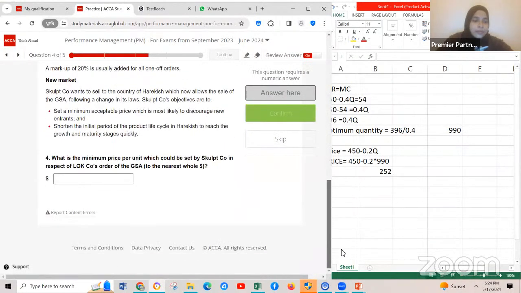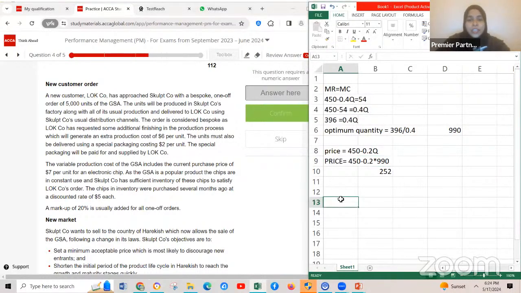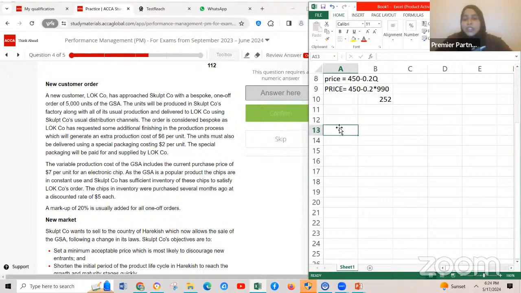Next one. What is the minimum price per unit which could be set by Sculpco in respect of LOK's order of the GSA? Okay, now that is about this order. They're asking you what's the minimum price they should set for that order. Let's read that order again. A new customer LOK has approached Sculpco with a bespoke one-off order of 5,000 units of GSA.